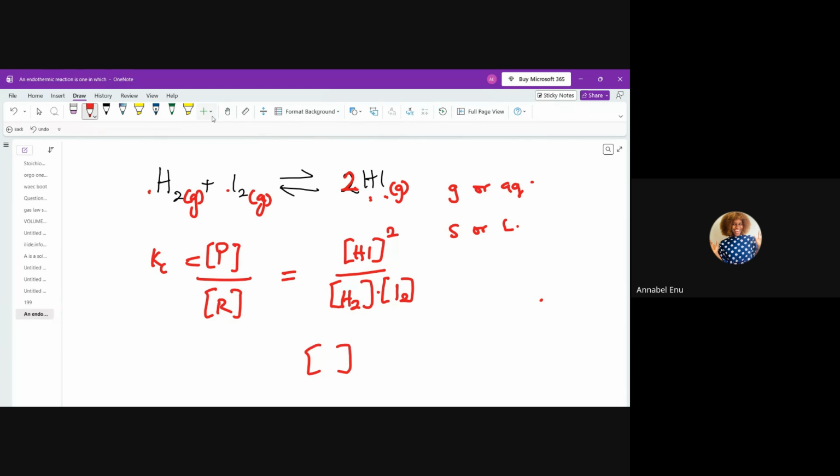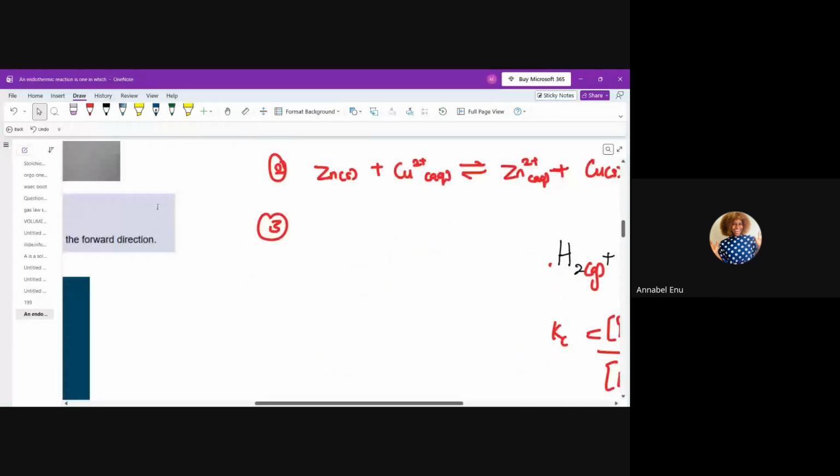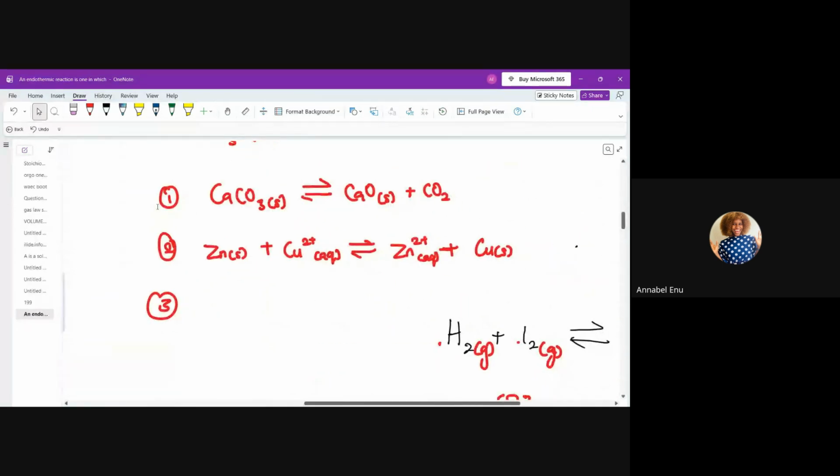So back to my question. We have these two here, 1 and 2. Can you tell me what will now be the equation for our equilibrium constant?